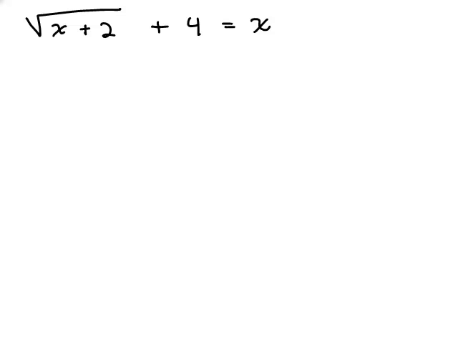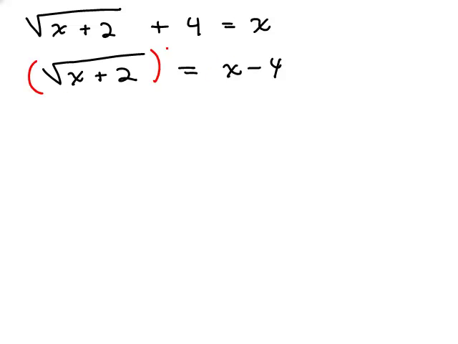All right, here's another problem. Try this one on your own by putting the video on pause, doing the same steps, and checking each solution. All right, so here we go. We're going to begin by isolating the square root. So square root of x plus 2 equals x minus 4, and then we'll square both sides.